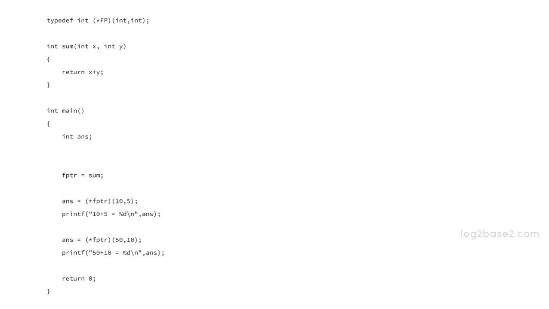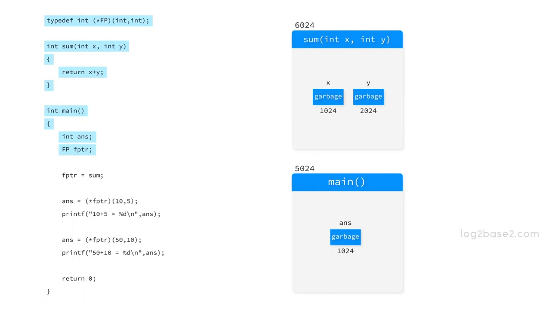If we want to create a function pointer which takes two integer arguments and returns an integer value, we can simply create it using fp, like fp fptr semicolon. Here, fptr is a pointer to a function which takes two arguments and returns an integer value.